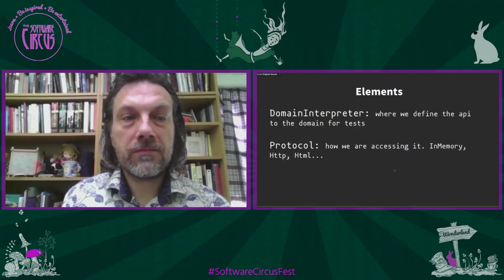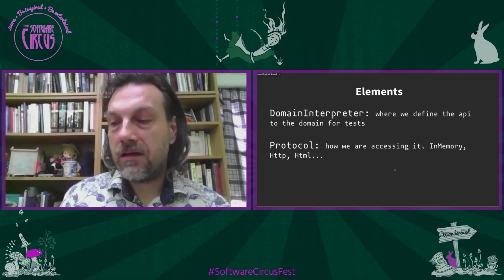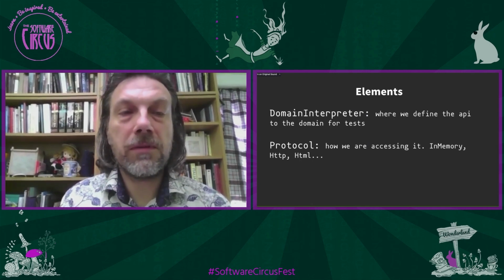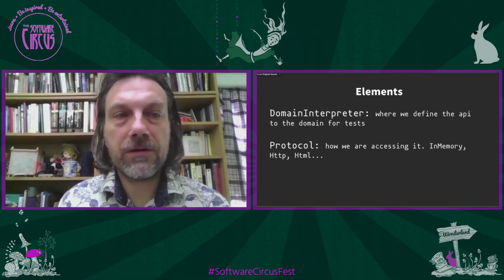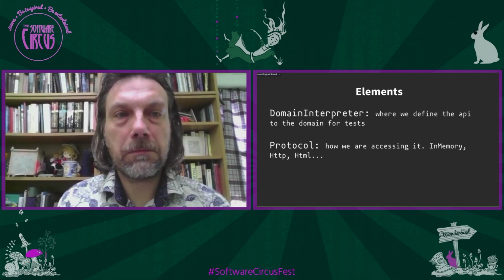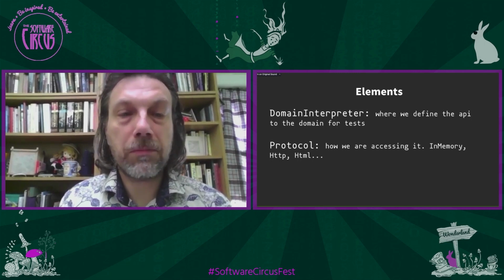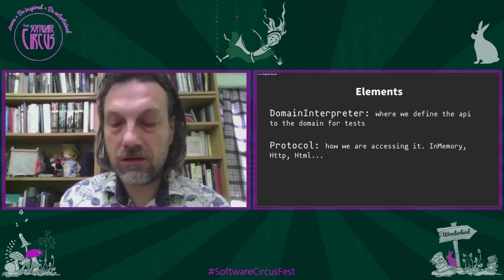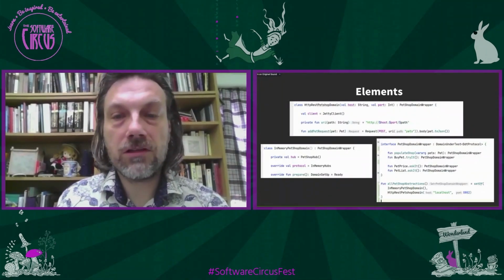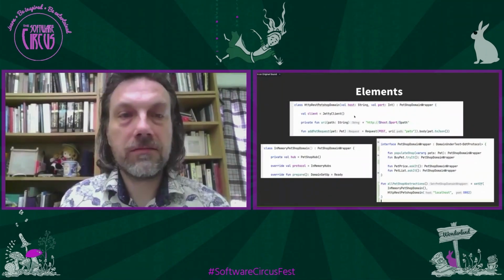And this is a bit of the details of what we are going to do. The domain interpreter is the interpreter that basically transforms the interaction with the domain. And then the protocols are in-memory or HTTP. And this is how the code looks for each scenario.